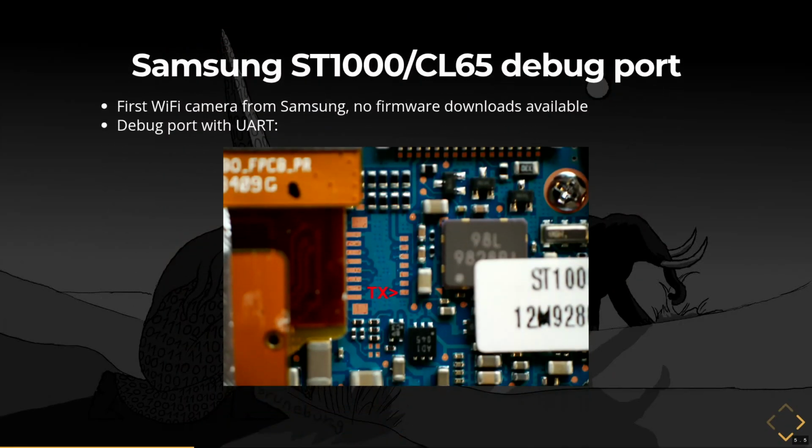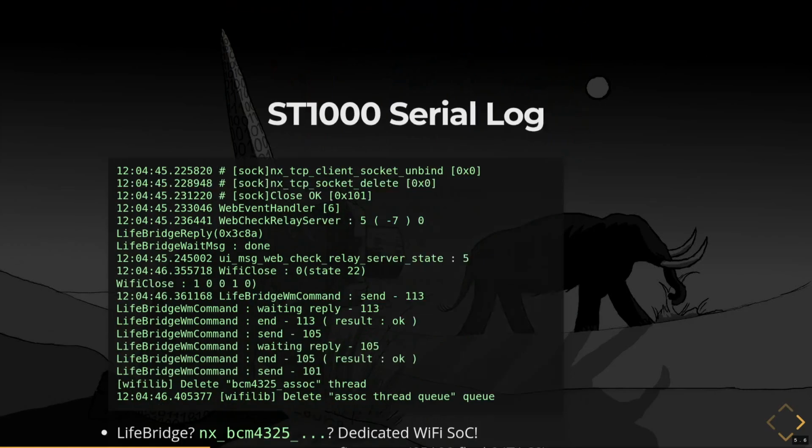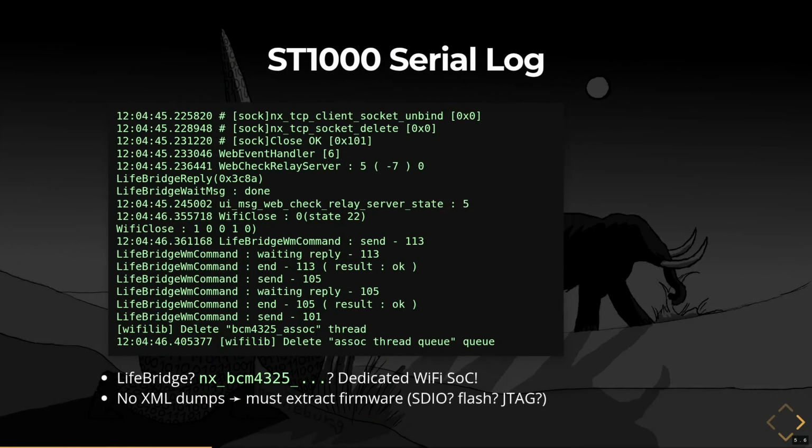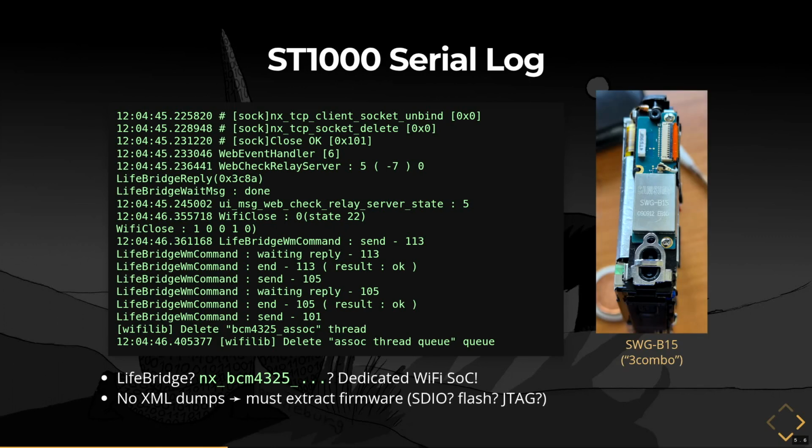Another camera model, the first one with Wi-Fi actually, also has a serial port for debugging. And on that serial port, it emits quite a bunch of interesting things. There is some sort of live bridge implementation. So this is some kind of network stack apparently with a Broadcom chip model number. And it turns out that this Broadcom chip is actually running on a dedicated daughter board, which is responsible for Wi-Fi, Bluetooth, and GPS reception.